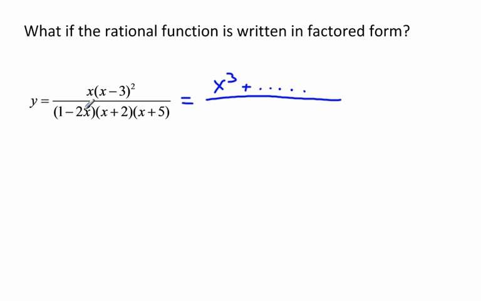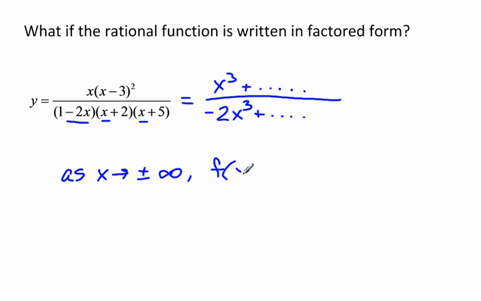Down here, in the first binomial, I'll take every term here times every term there, and then I'll take that product times every term here. But the only term I'm concerned with is the one that's going to give me my highest degree. And so when I multiply all three x's, that's that one. So my leading term here is negative 2x cubed plus dot, dot, dot. And so in this case, as x approaches positive or negative infinity, I see that the degree is the same on top and bottom. Therefore, f of x is going to approach negative 1/2 in both cases.